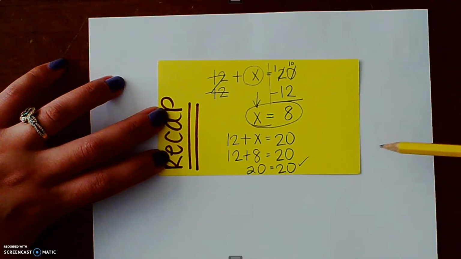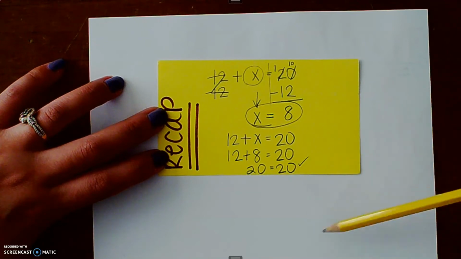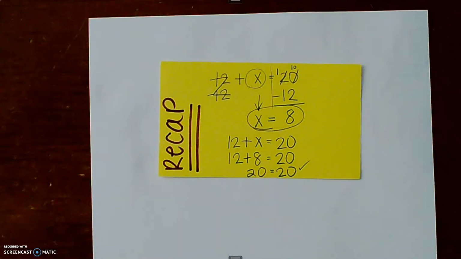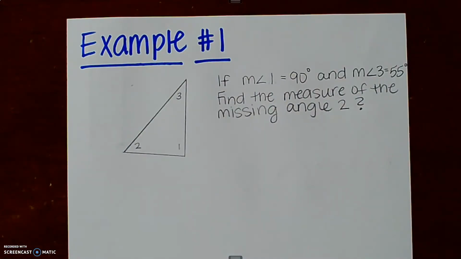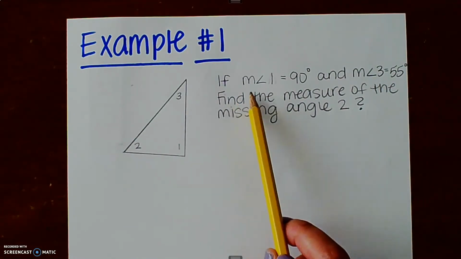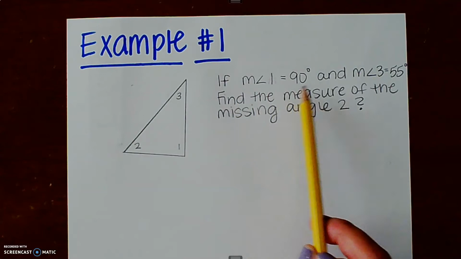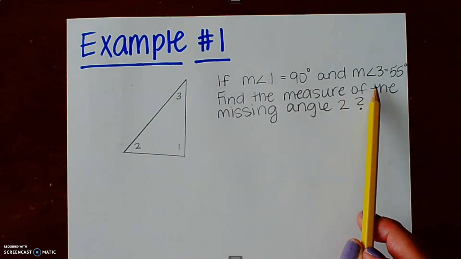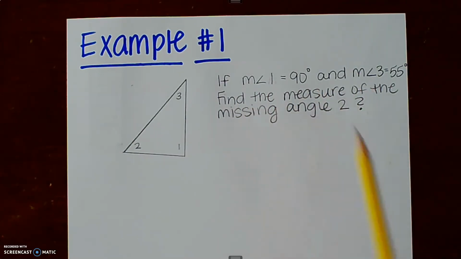So we're going to apply this into the triangle sum theorem because we are going to be solving for missing angles. Okay. All right. So the first example the district used was this one. It gave you a triangle, and it told you that if the measure of angle 1 equals 90 and the measure of angle 3 equals 55 degrees, find the measure of the missing angle 2.